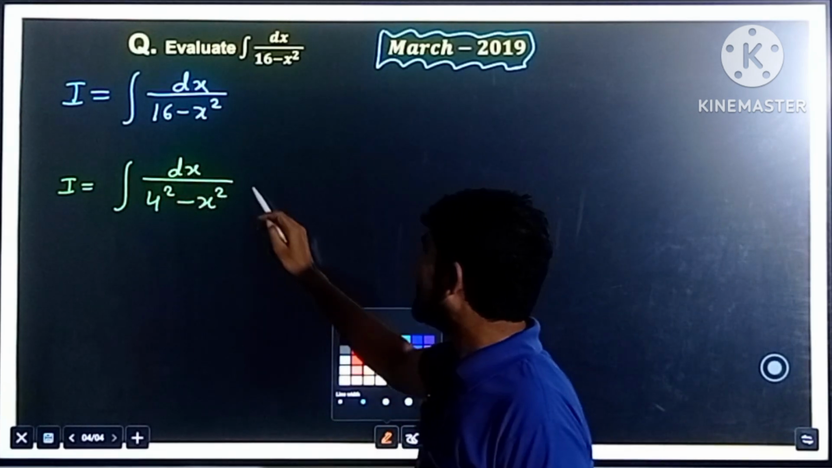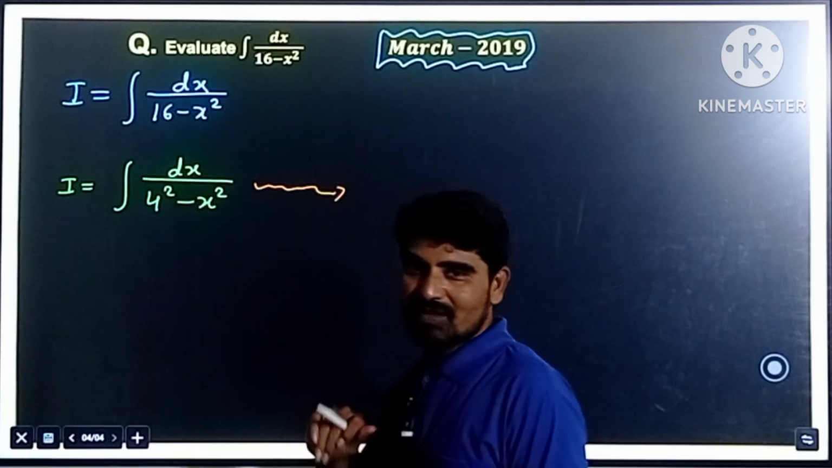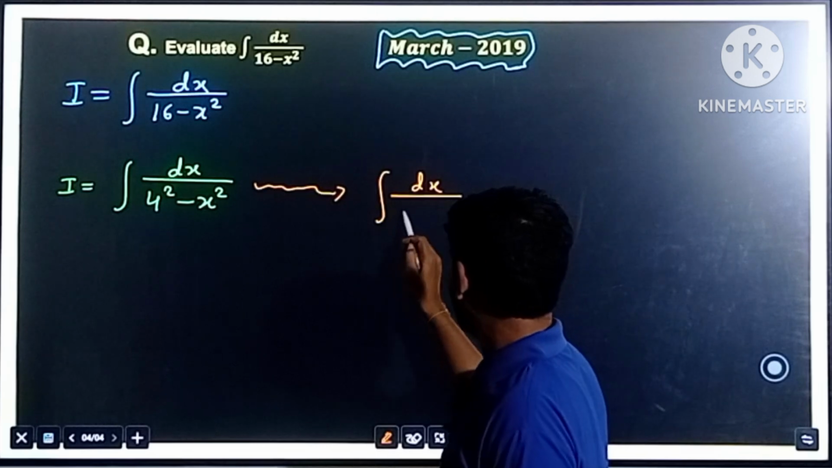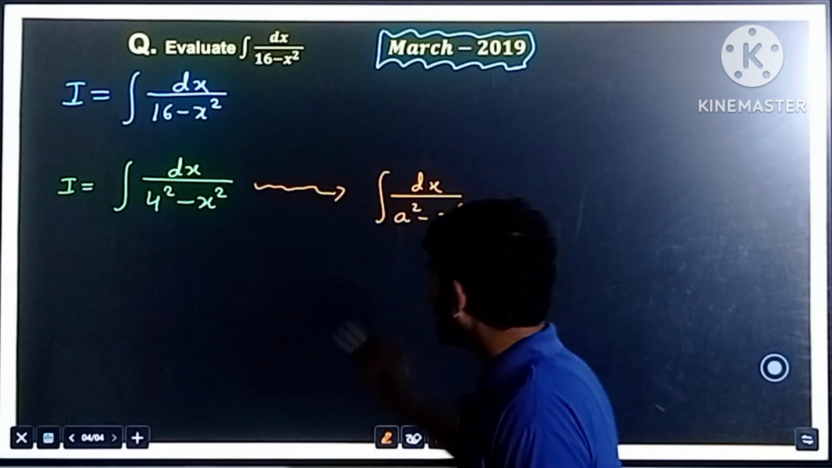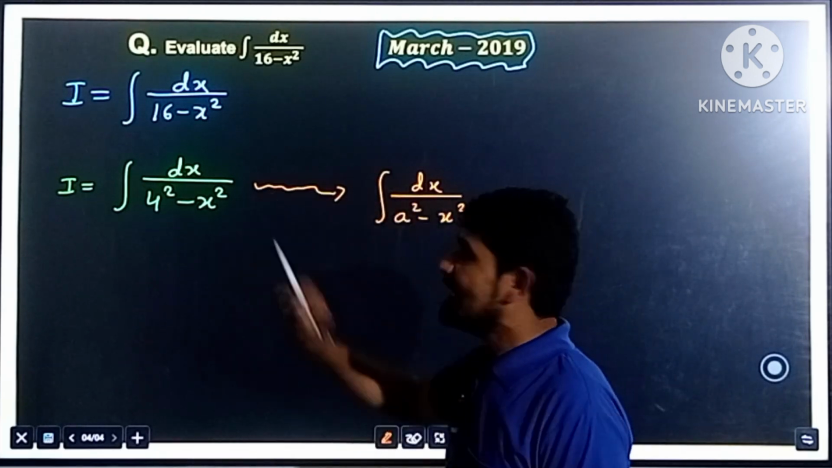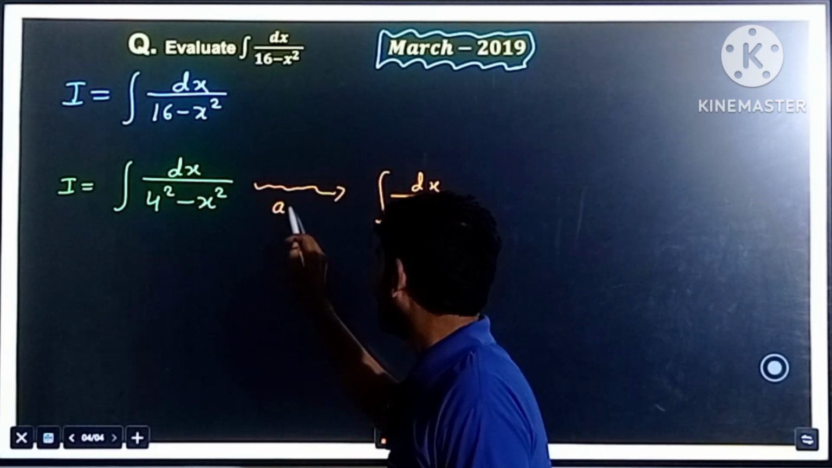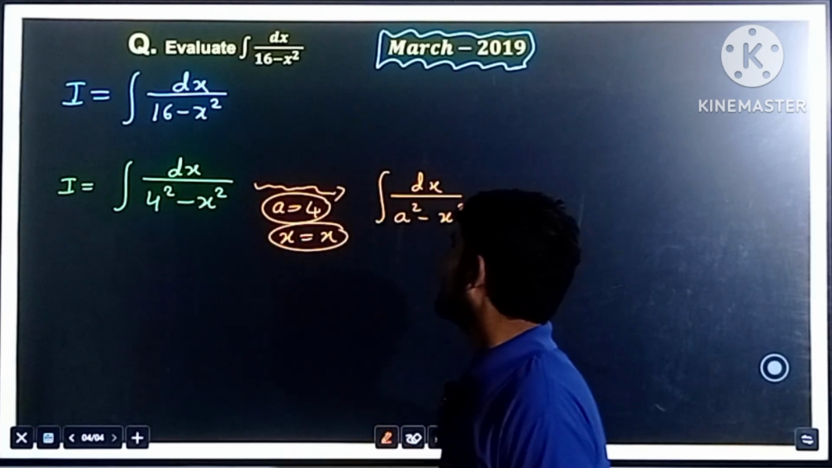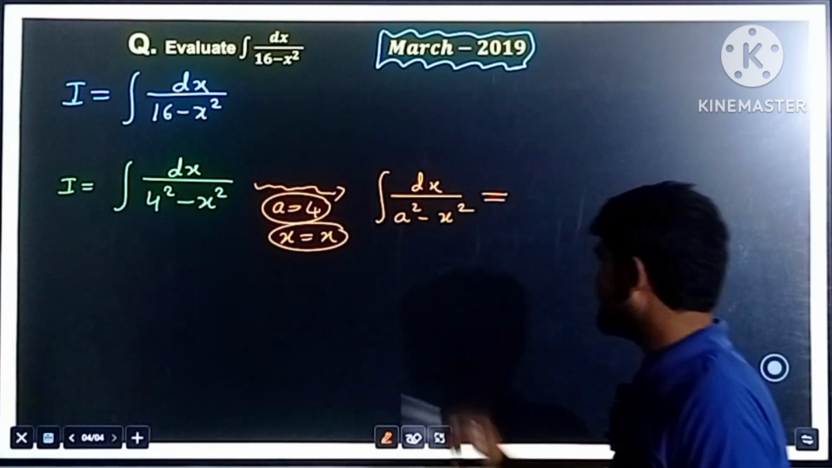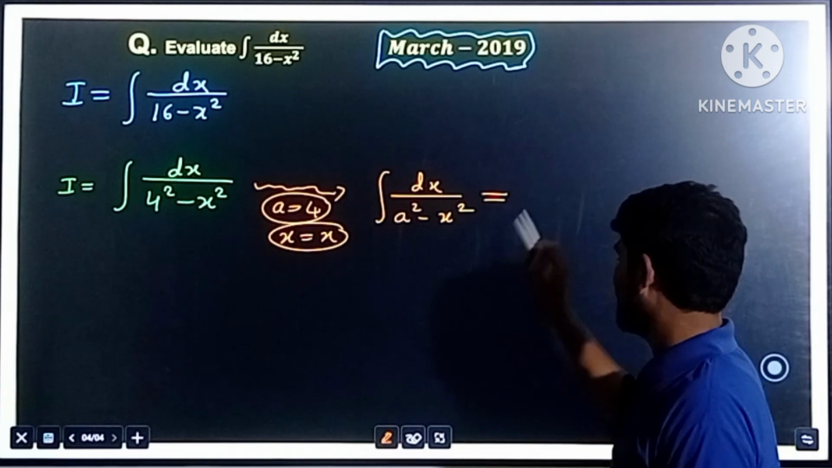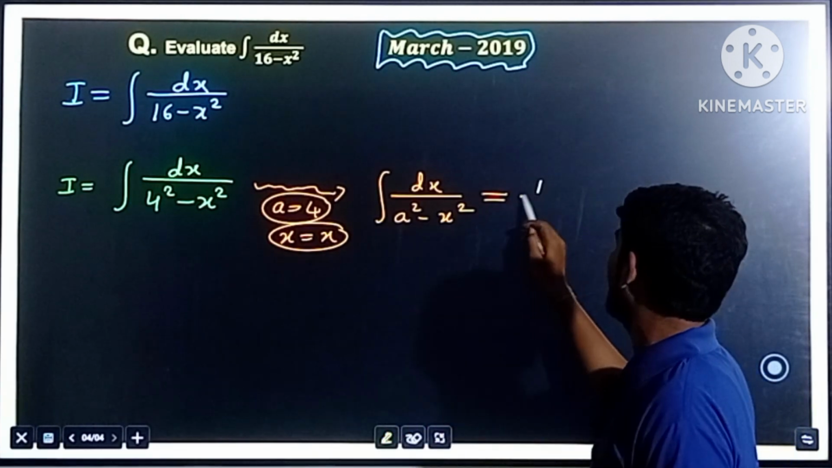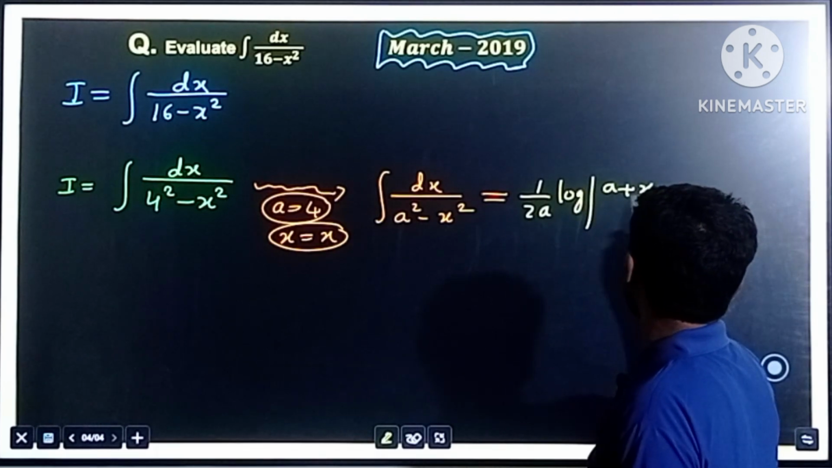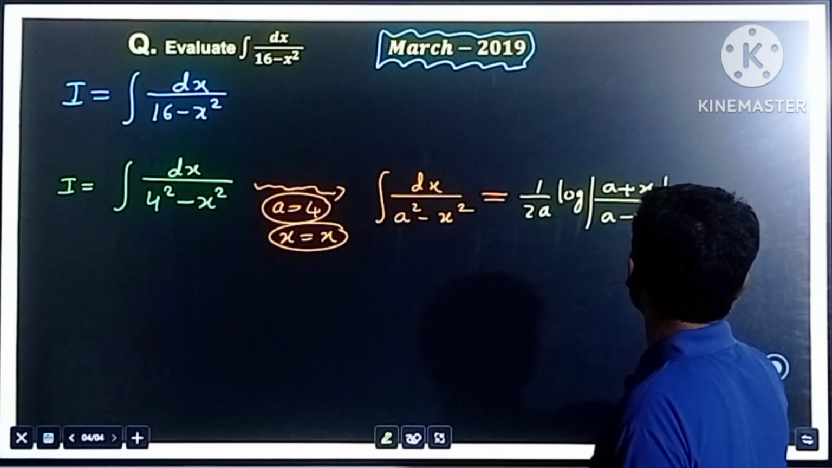We have one of the particular functions in this form, that is integration of dx divided by a square minus x square, where a is 4, x is x. So what is a here? A is 4, and what is x? X is x. And we know the formula for this. What is integration of dx divided by a square minus x square? 1 divided by 2a log of a plus x divided by a minus x plus c.